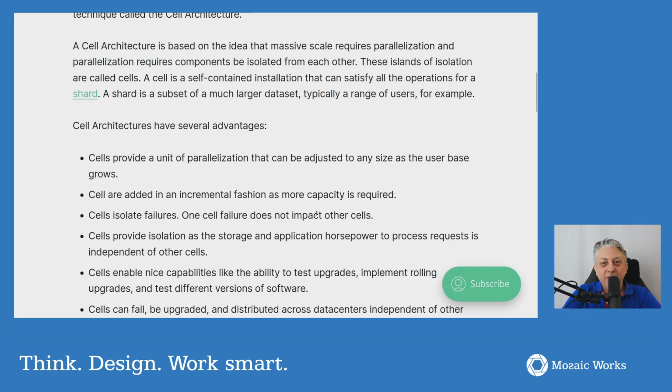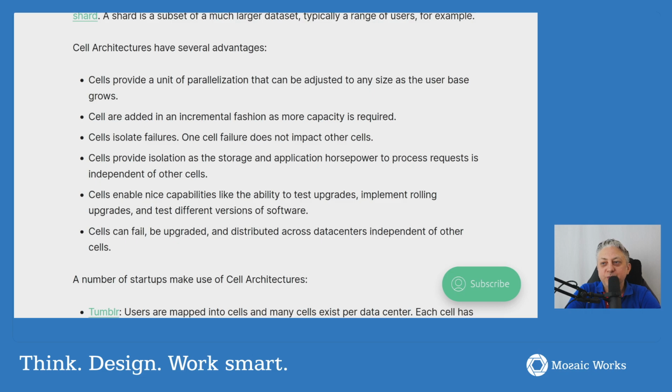So because of this, what you have in cells is basically an encapsulation. You have a shard for a data set plus the behavior for the data set, right? All right, so that makes sense. Cell architectures have several advantages. Cells provide the unit of parallelization that can be adjusted to any size as the user base grows. So you can scale up and down based on your particular cell. Cells are added in an incremental fashion as more capacity is required.